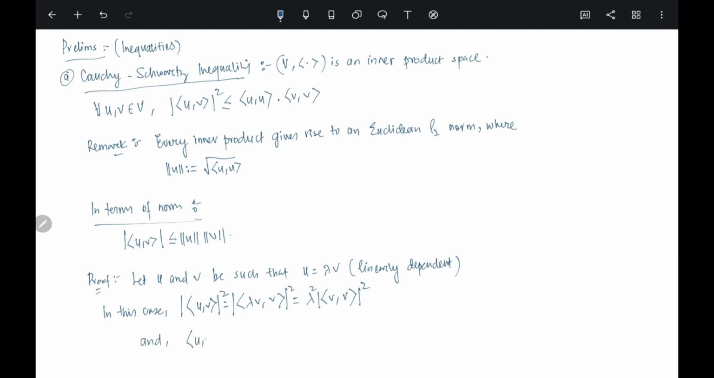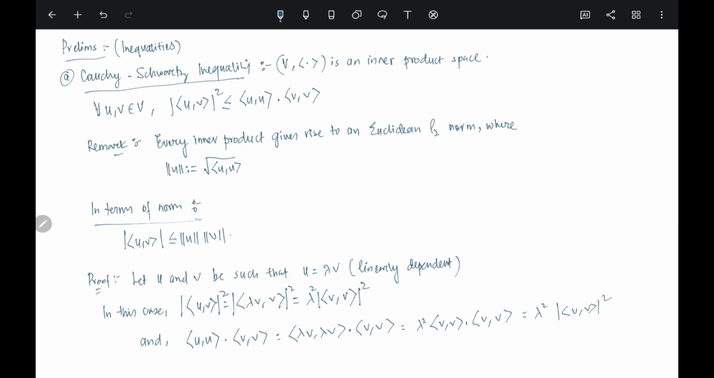The inner product of u and u times the inner product of v and v. Let's just calculate that. It is the inner product of lambda v with lambda v times the inner product of v and v. That will give you lambda square times the inner product of v and v, times the inner product of v and v. So you do realize that this is nothing but lambda square times the inner product of v and v, squared.